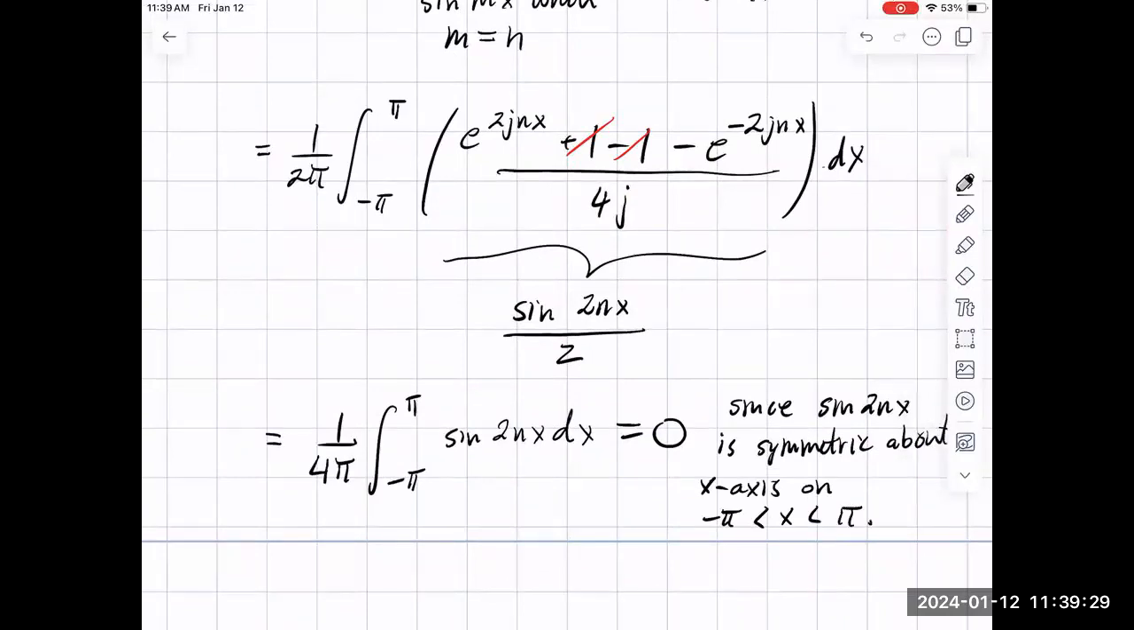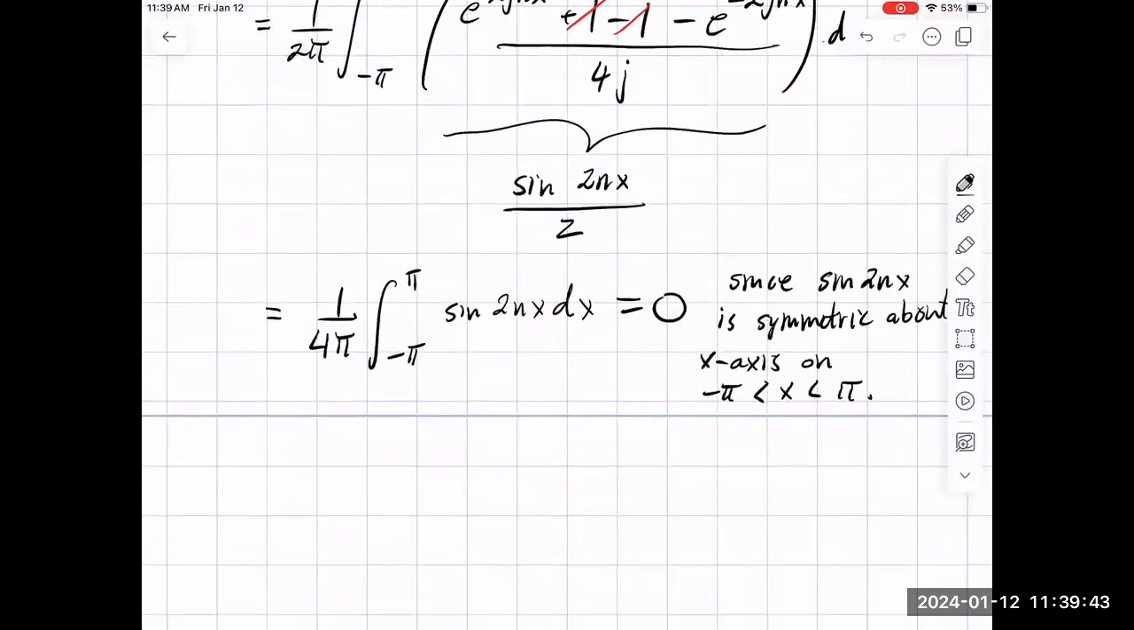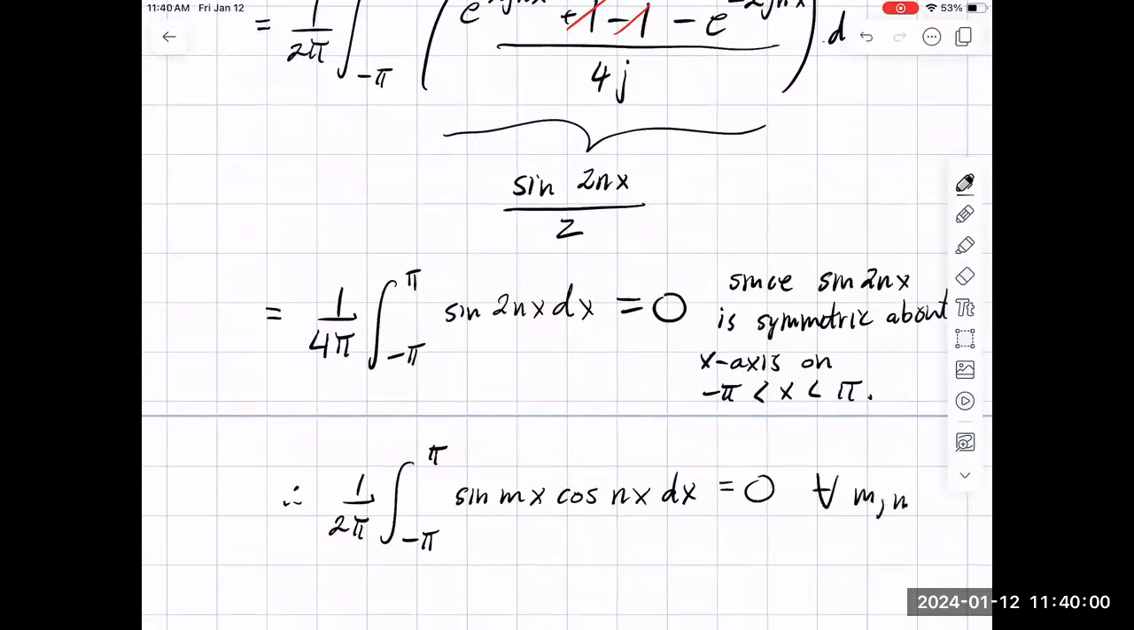Okay, so now we've considered all possible cases, and in every single instance, we've got zeros. So what we can conclude, therefore, is 1 over 2 pi, the integral of minus pi to pi of sine mx cos nx is equal to 0 for all possible m and n.